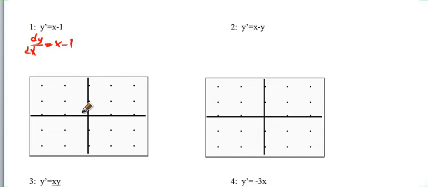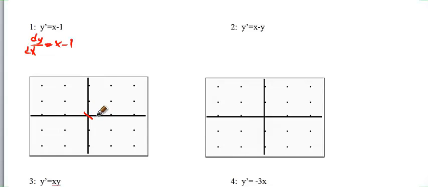And so, like, if we want the ordered pair 0, 0, you plug in 0 for x, you plug in 0 for y. Well, for 0 for x, there's no y, so it's 0 minus 1. So you have a slope of negative 1 at that point. At the point 0, 0.